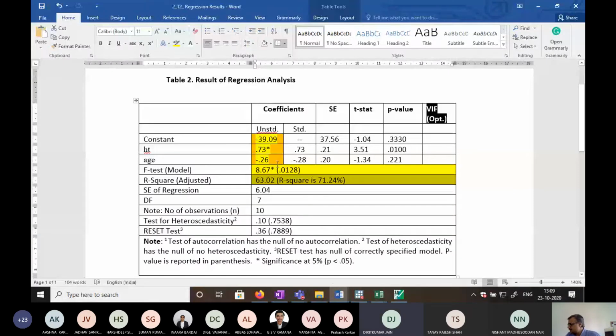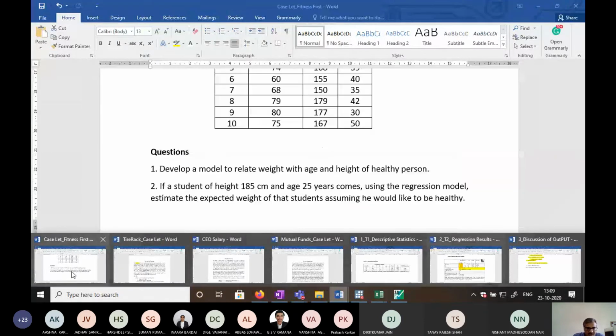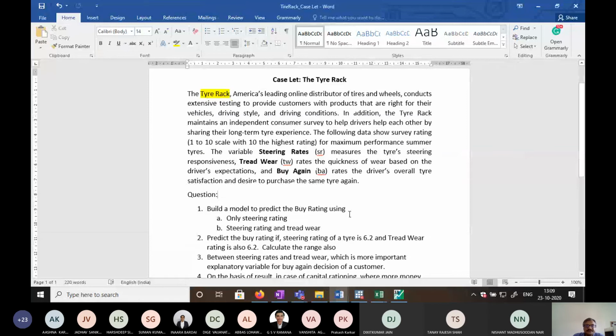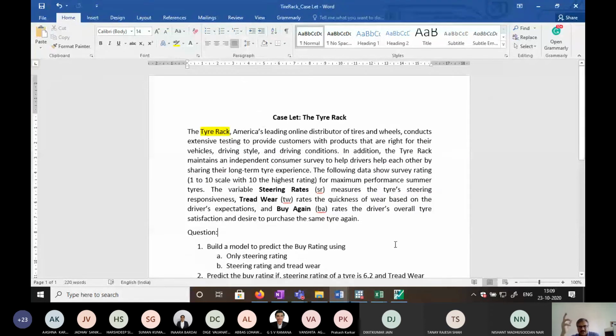So we'll go for the Tirerack caselet. Have all of you gone through this caselet? Yes or no? Yes, sir. It was just half a page. If you haven't gone through it, I'll give you 1 minute. Just read it. I know some people must have not read.